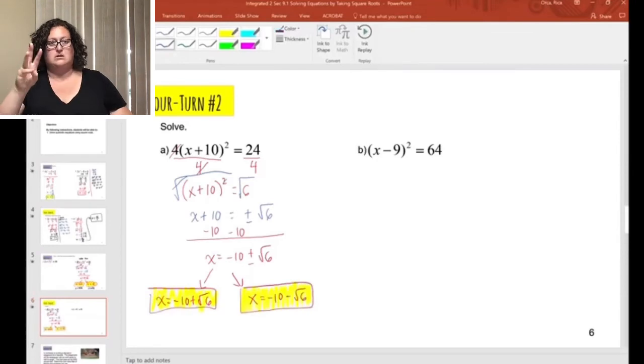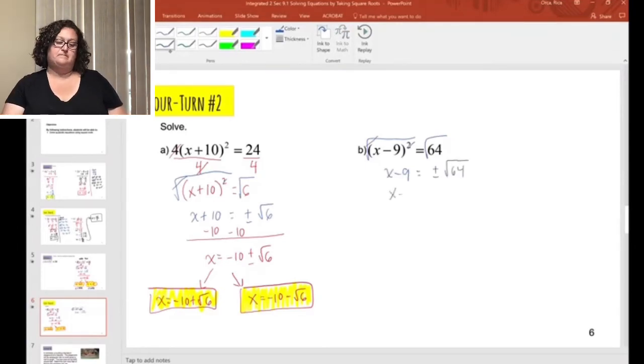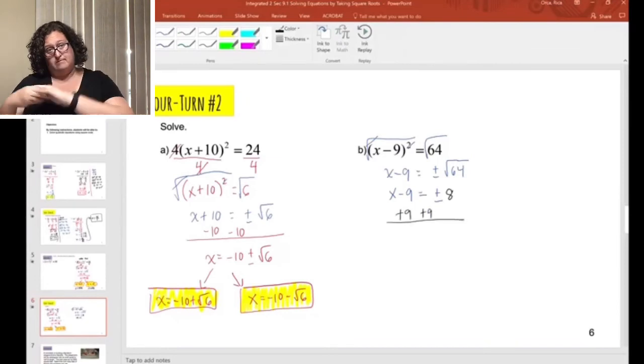Let's do part B. We have x minus 9 squared equals 64. Since there's no a value, let's go ahead and take the square root of both sides, which will leave us with x minus 9 is equal to plus or minus the square root of 64, which is 8. Take it a step further, add 9 to both sides, and that's going to give us 9 plus or minus 8.